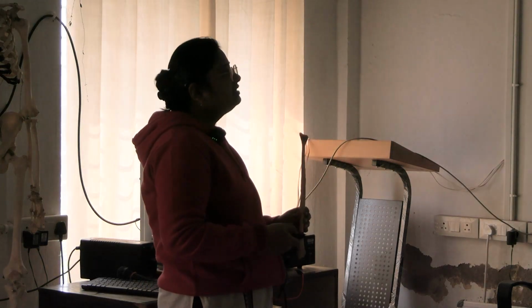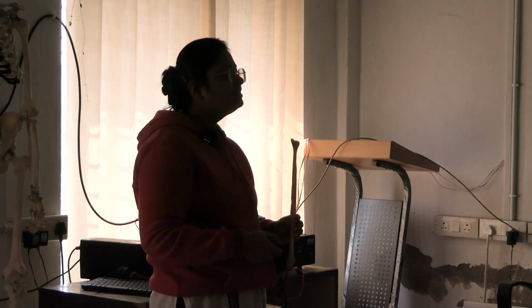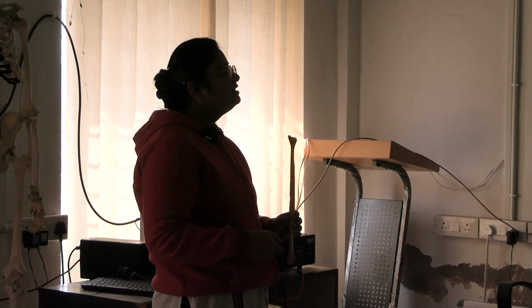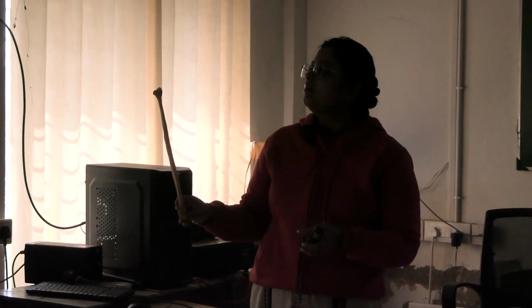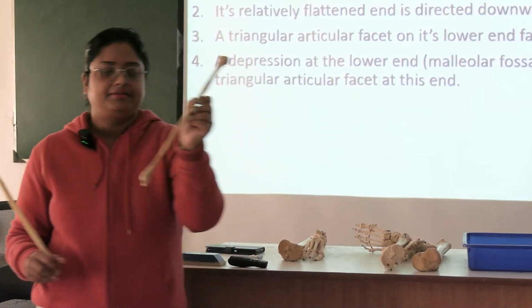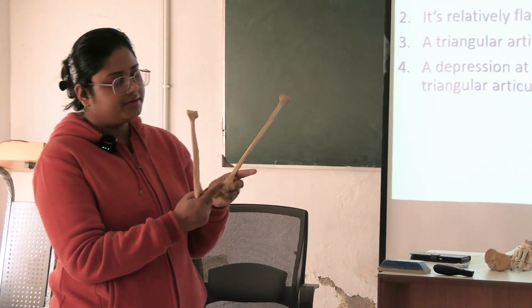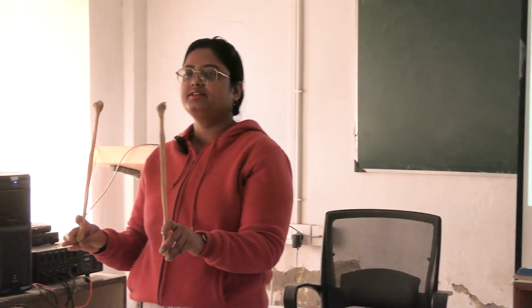Now we have to determine anterior and posterior. The depression at the lower end, known as the malleolar fossa, lies below and behind the triangular facet at the lower end. See this very prominent depression. It lies below and behind this triangular articular facet. So if I hold it like this, all these points are fulfilled. So this will be the fibula of the right side. And here you can see this is the fibula of the left side. The malleolar fossa is below and behind this triangular facet. So that will be the difference.